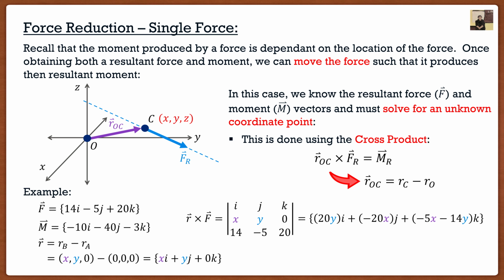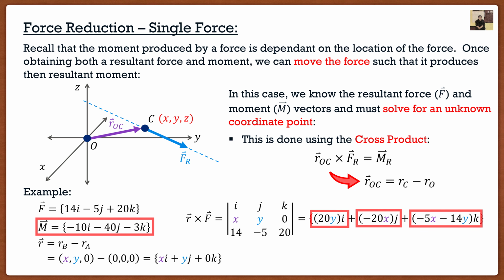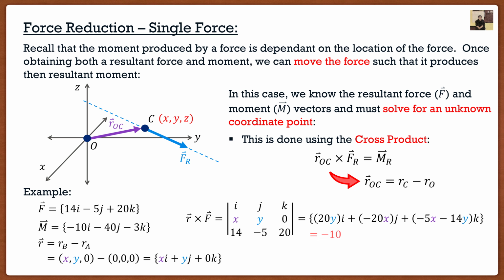So the question becomes, all right, I did this, but I still have my unknowns. But remember that this resultant vector that we just got from the cross product has to be equal to our moment vector. So we know that the i component, 20y, has to be equal to negative 10. The j component, negative 20x, has to be equal to negative 40. And finally, the negative 5x minus 14y has to be equal to the negative 3. So from here, we have basically three little equations: 20y is equal to negative 10, negative 20x is equal to negative 40, and then that final one for the k components.